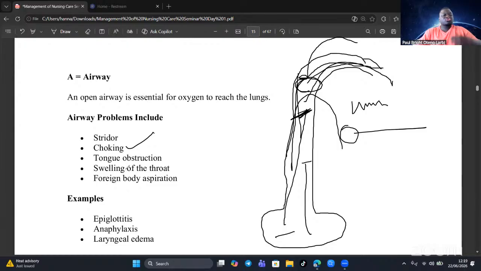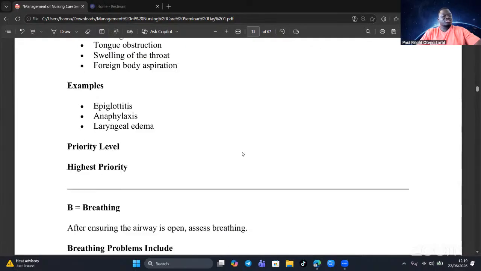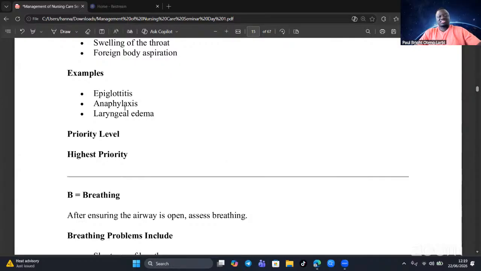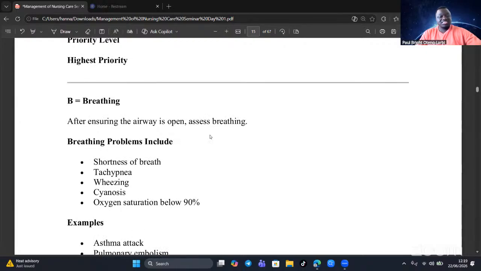Okay. Whatever swells outside, the inside also swells, so it closes the airway. Or is it a foreign body aspiration? Okay, this is what you should know. Typical examples we see in epiglottitis, anaphylactic shock or anaphylaxis, laryngeal edema. This is the highest priority. The airway must be opened before you come to breathing.